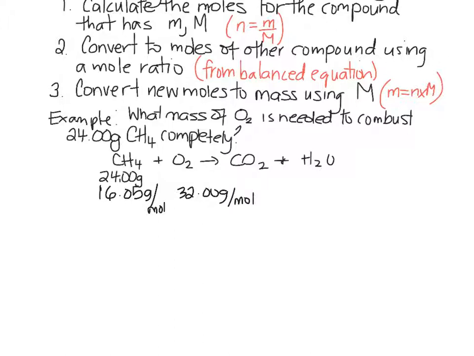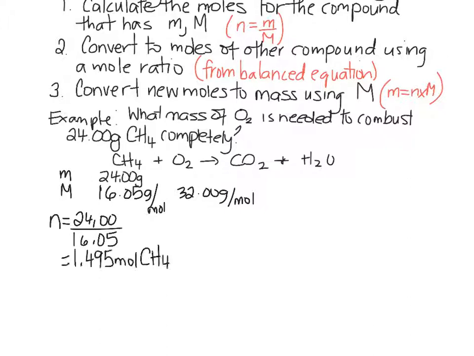Figure out the moles of methane. So we do methane because we've got the little m and the big M. So 24 divided by 16.05. So that is step 1. We've calculated the number of moles for the substance that we have little m and big M for, so mass and molar mass.